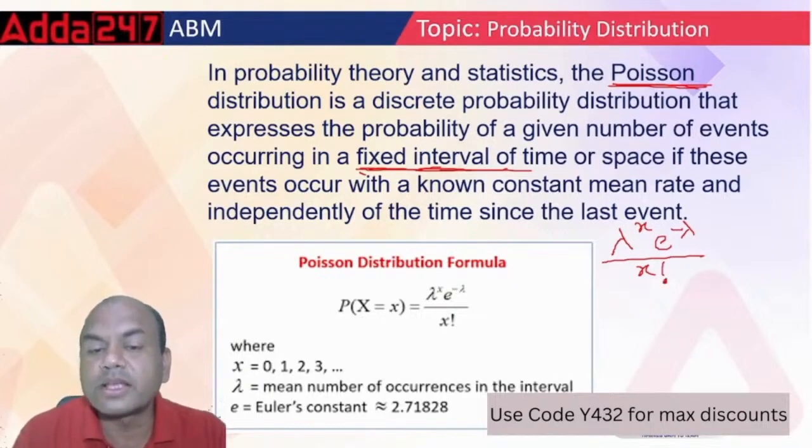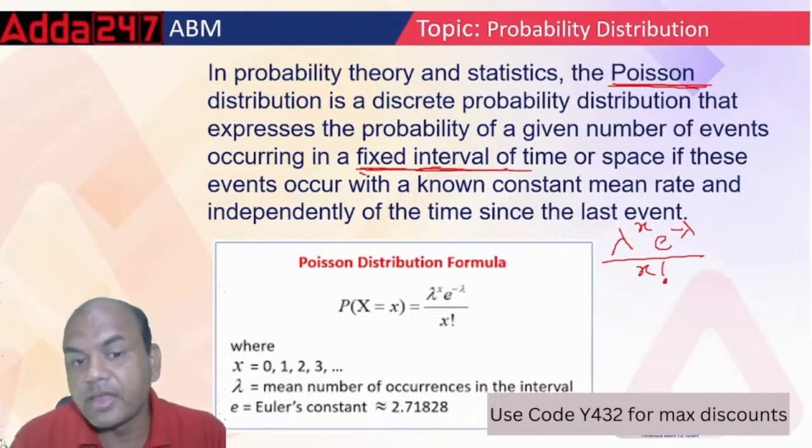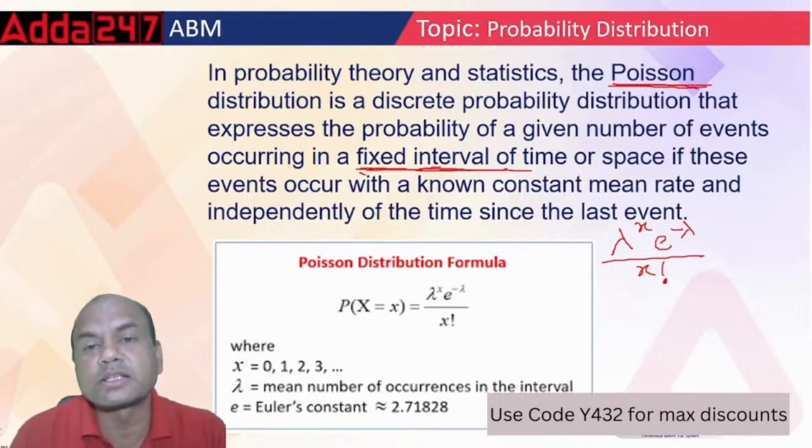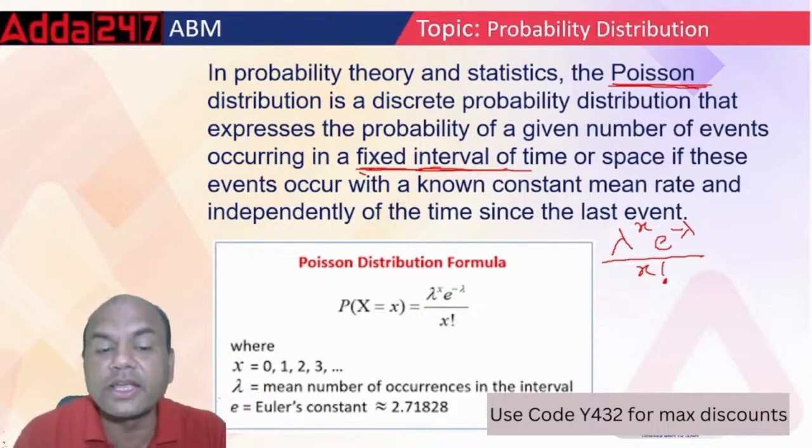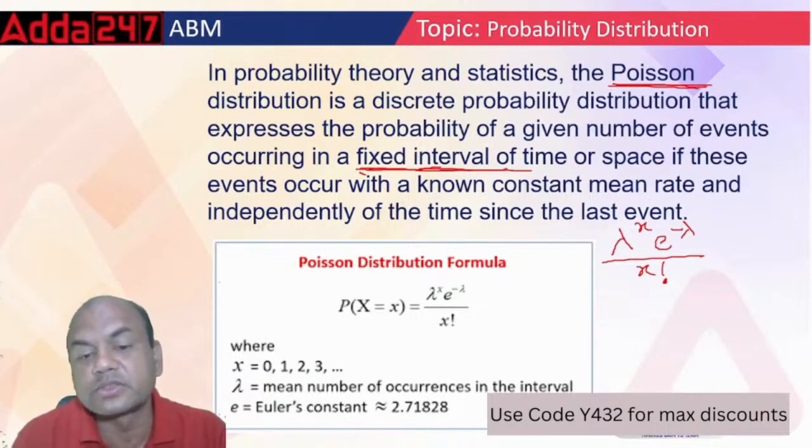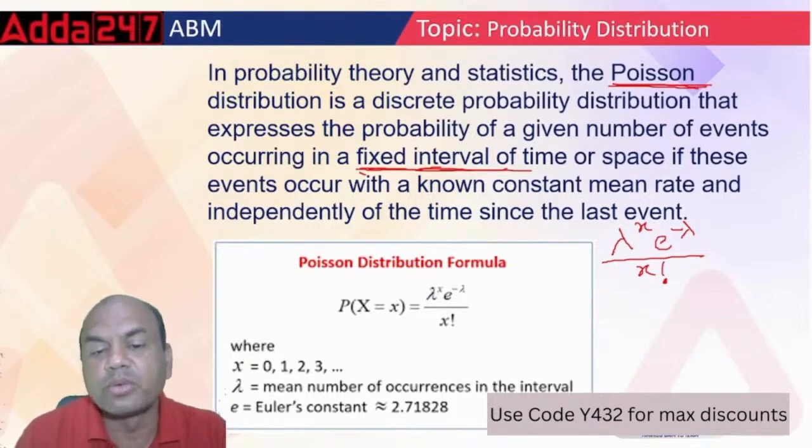Okay. What is x required? X equals 0, 1, 2, 3, whatever is required. Lambda is a constant thing happening constantly. Every 2 hours, electricity is gone. Per day, 2 hours, electricity is not there. So that is a constant thing. And e is known as Euler's constant. It is roughly 2.72, actually 2.718, it's a big number, but you can consider it 2.72, simple.